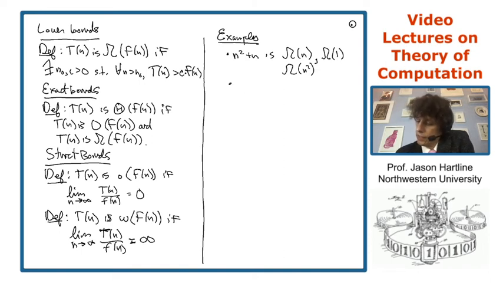In other words, the function n squared plus n is asymptotically lower bounded by n, it's lower bounded by 1, it's lower bounded by n squared. Okay, n squared plus n is also theta of n squared. But unlike before, n squared plus n is not theta of n, and it's not theta of n cubed. It's only theta of n squared.